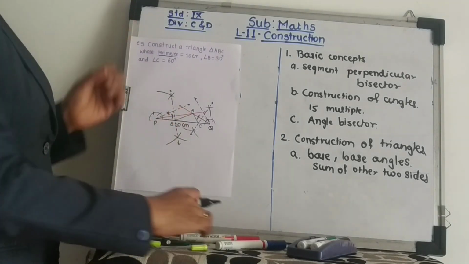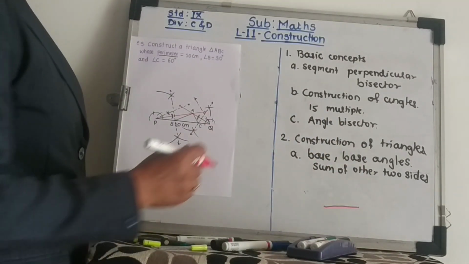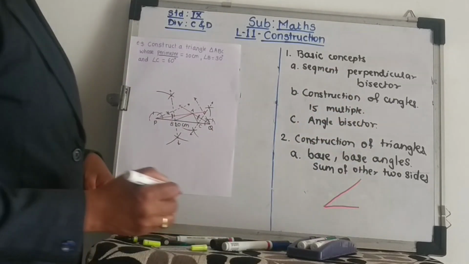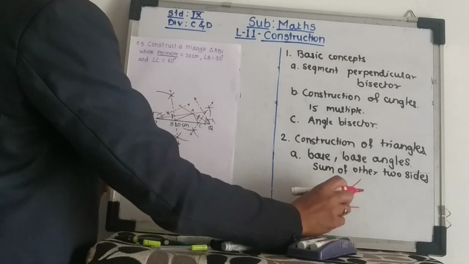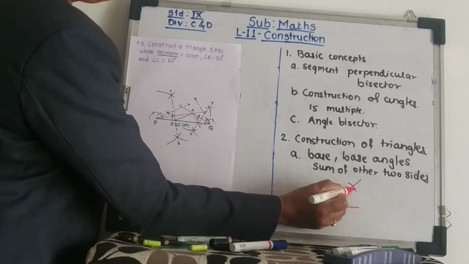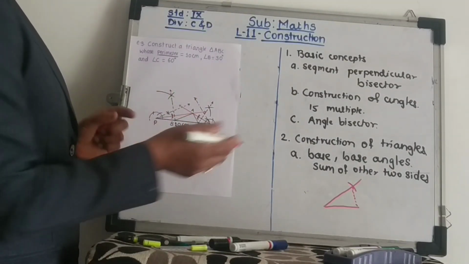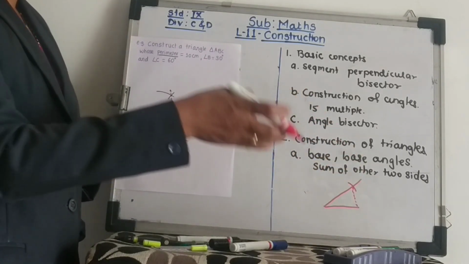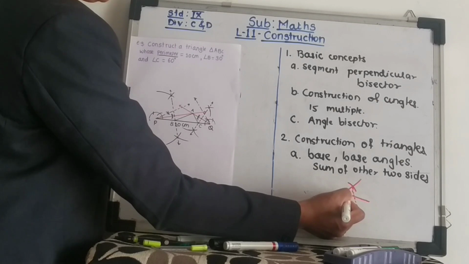So what we have seen under construction of triangle: first of all we draw a base, then the base angle. Whatever base angle is given, we will draw that, right? After the base angle, the sum of the other 2 sides is given. So that sum of the other 2 sides we mark on this arm, right? Then we join this point with the help of a dotted line. After joining it, the segment whose 2 points we have recently joined, we are going to bisect. So that perpendicular bisector we are going to draw.